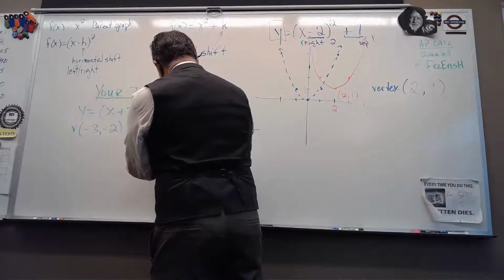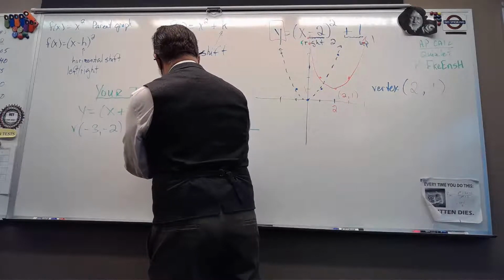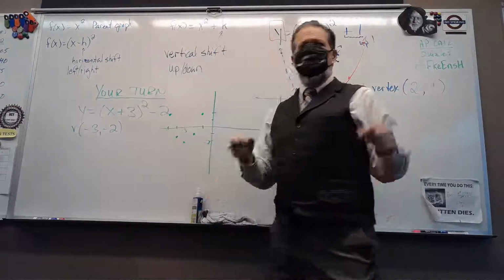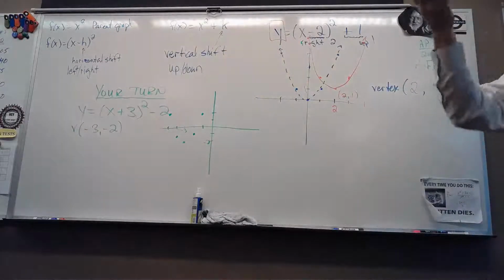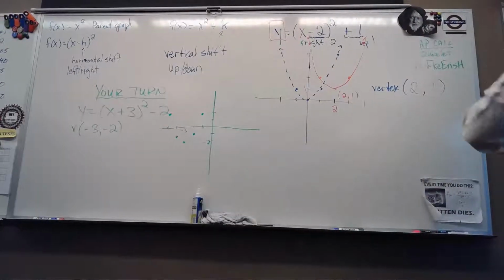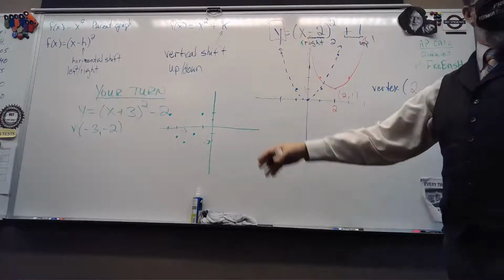Guys, remember the whole point of this is that this is x squared. The reason I have that pattern is because it's the number squared. It's 1 squared, 2 squared, 3 squared, 4 squared, 5 squared. Boom, I've got a parabola.